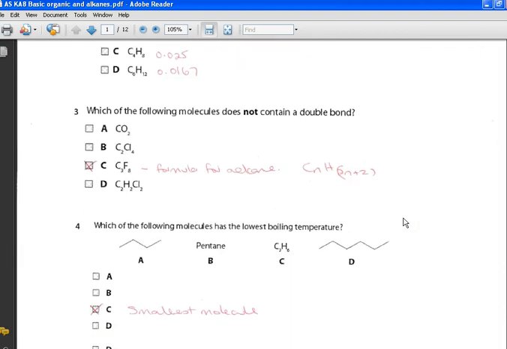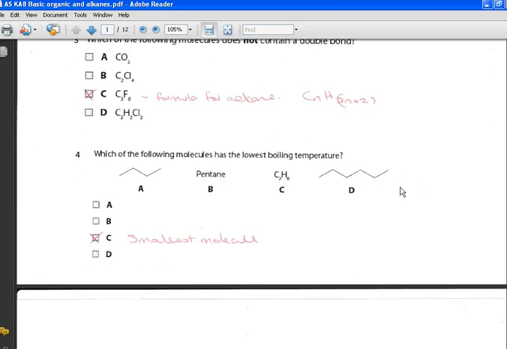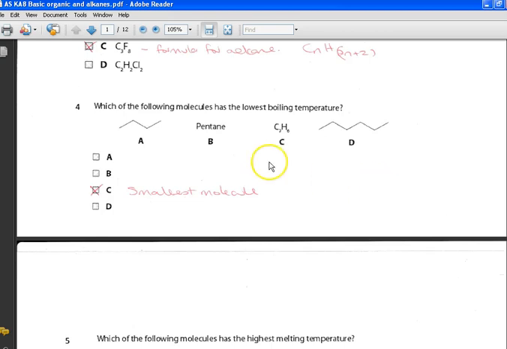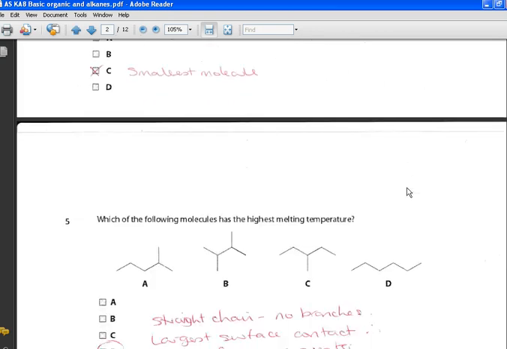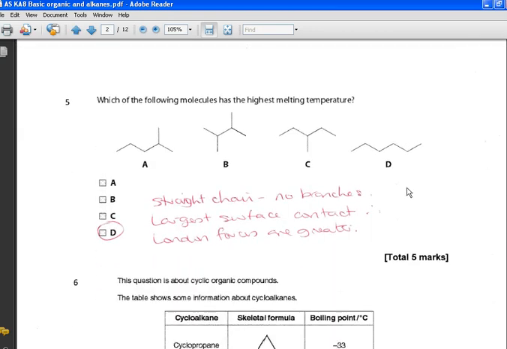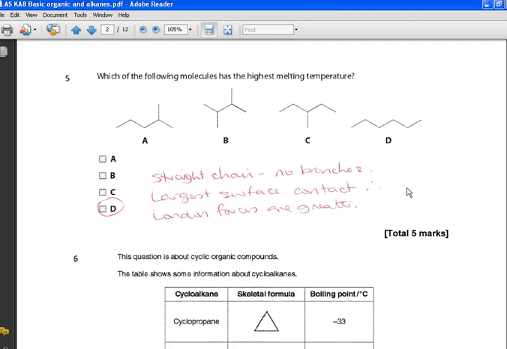This one should have been easy to recognise because this is your general formula for an alkane, and of course alkanes don't have double bonds. I think most people got that right. And this one is the smallest molecule, so that's going to have the lowest boiling point. And the highest melting point will be the one that has the largest surface contact, and that will be the straight chain, the one without any branches.